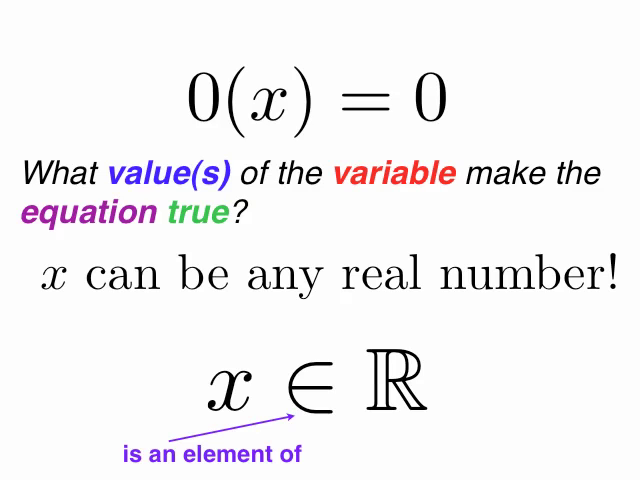So here's another equation: 0 times x is equal to 0. Again, we ask the question, what values of the variable make the equation true? And if you try some values, it quickly becomes clear that any number will work, because any number times 0 will equal 0. So therefore, x can be any real number, and it becomes impossible to write x equals in our answer, because we'd have to write every single real number.